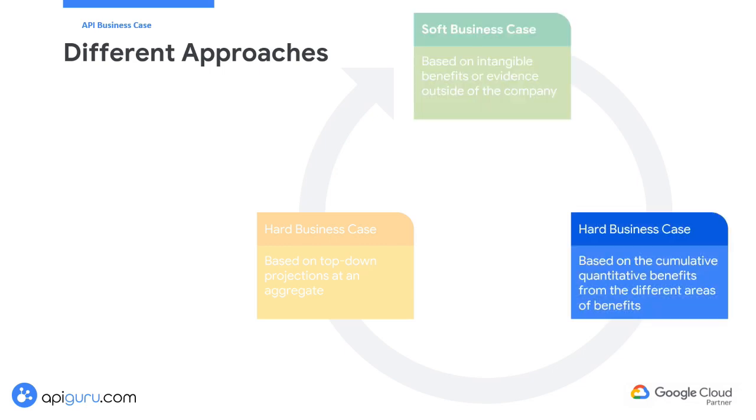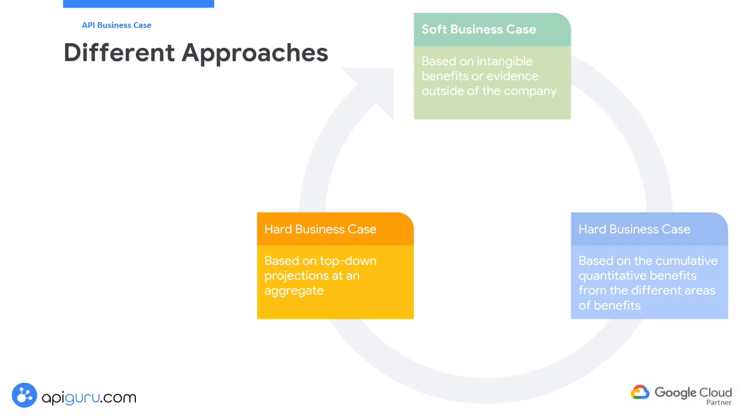Based on cumulative quantitative benefits, the hard business case emphasizes collecting and analyzing quantitative data to establish a solid financial justification for an API initiative. It involves aggregating various benefits across different areas, such as cost savings, revenue growth, and efficiency improvements, and presenting them clearly and comprehensively. For example, a company may calculate the expected savings from reduced development and integration costs, increased sales from a new channel, and improved productivity from streamlined API delivery processes. By providing a detailed financial projection, this type of business case offers a compelling argument to stakeholders who prioritize measurable outcomes. However, careful data collection and analysis are required to ensure accuracy and credibility.